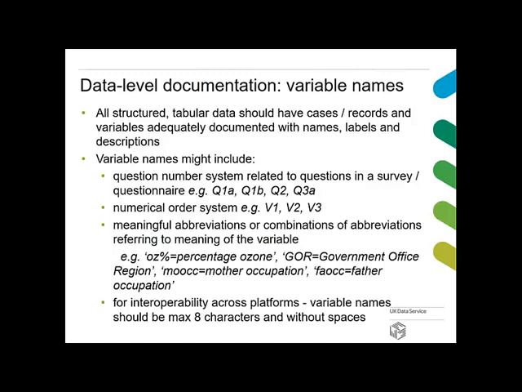One thing to think about when you give variables is that in certain disciplines they will mean very different things to what they do in your discipline. So again, it's about ensuring that you provide a meaningful label after the abbreviation so that others can understand it, because they may interpret it as something else because it means something else in their discipline. And for interoperability across platforms, variable names should be no more than 8 characters and without spaces.